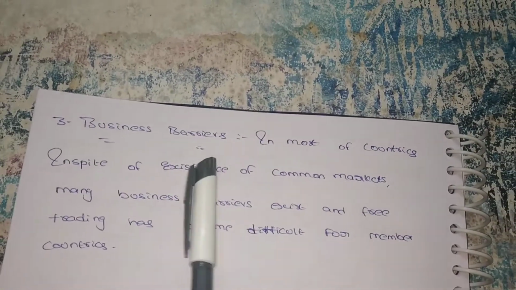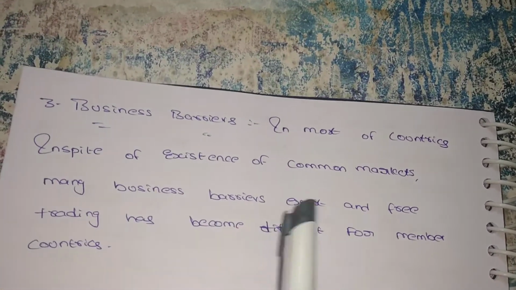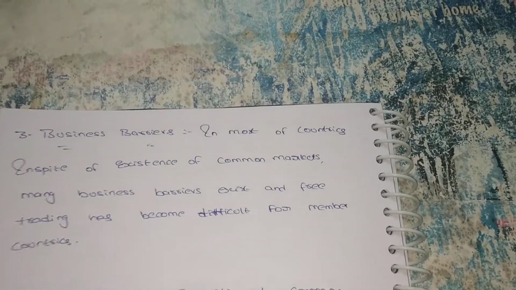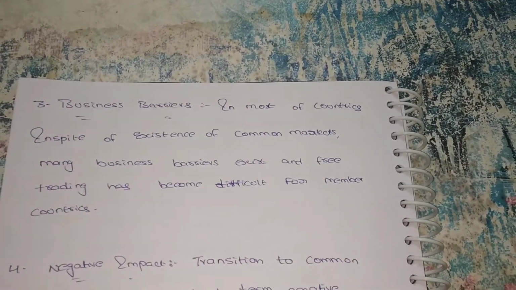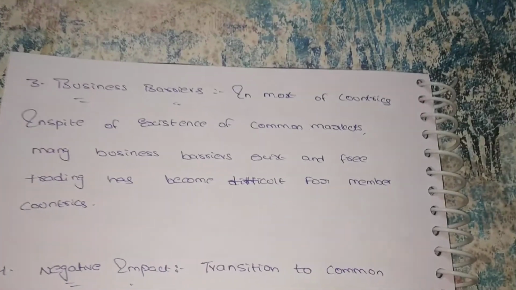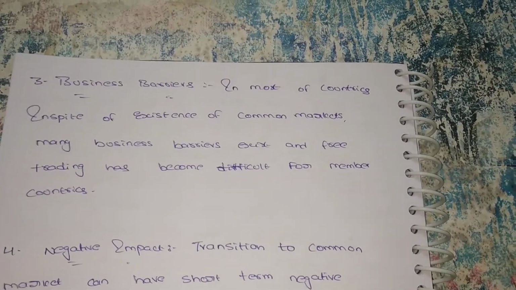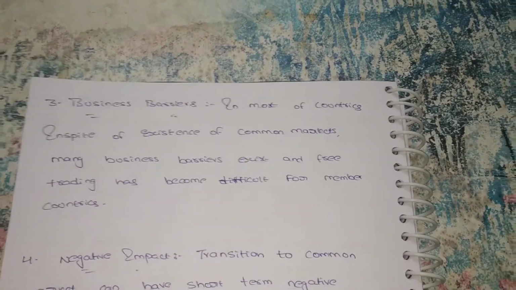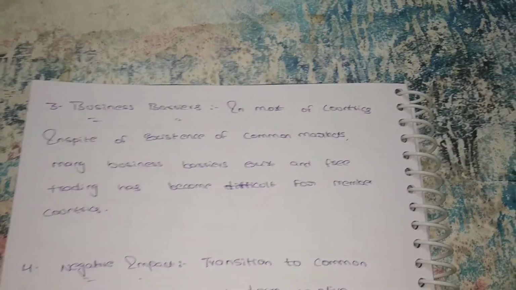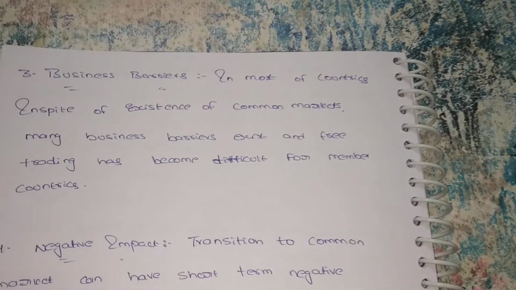Next, business barriers. In most countries, in spite of the existence of a common market, business barriers exist and free trading has become difficult for member countries. Business barriers means that while forming a common market, they set the same procedure. But some of the countries may not follow the procedures. Then disputes occur between these member countries. At that time, the other countries may also suffer. If one country has created barriers, then the other 4 countries also suffer. So for that reason also we can say it is one of the disadvantages. The other countries may be unable to transfer the goods until the issue is settled.